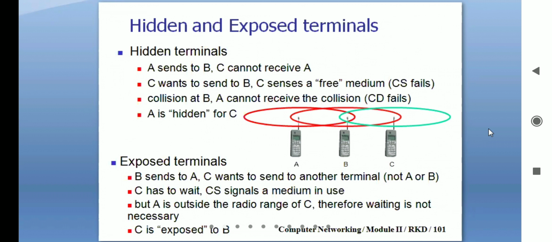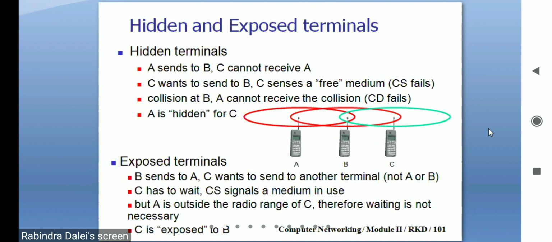Now I have three wireless devices A, B, C. Wireless devices have a limited communication range. For example, Bluetooth has some communication range. You cannot transmit data using Bluetooth over 100 meters or 50 meters. There is some communication range for each wireless device. So we have three wireless devices, A, B, C, and each has its own communication range.